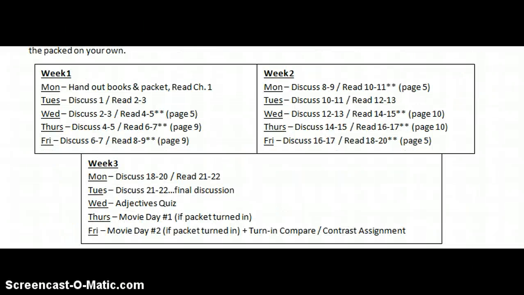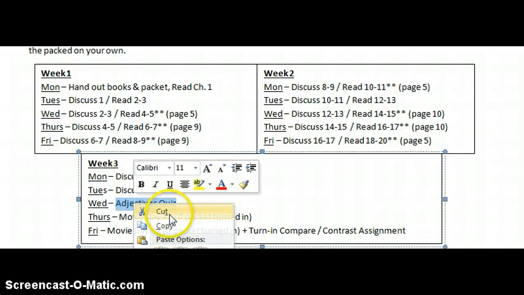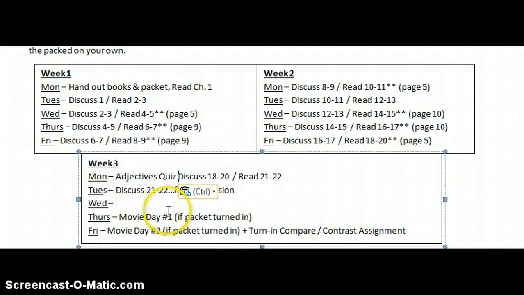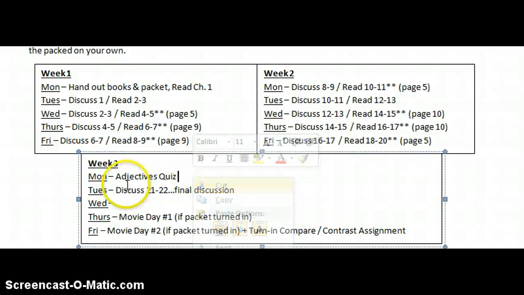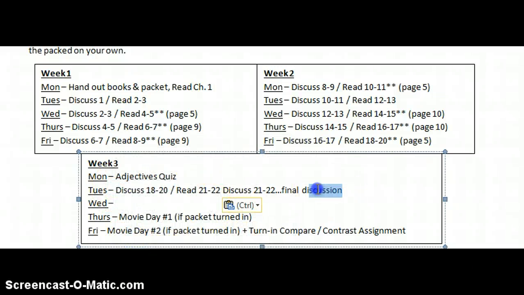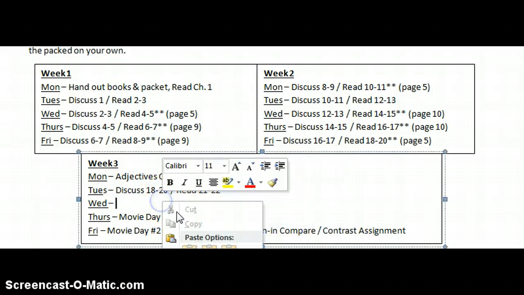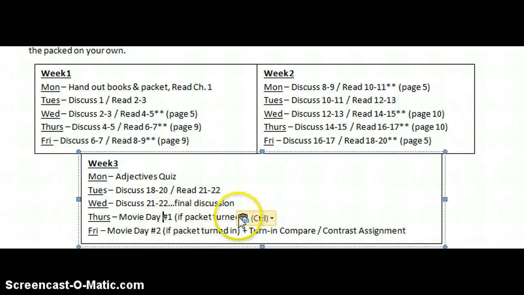Here's your schedule, and remember we did switch the adjective quiz, and we put that on Monday. We put our discussion from Monday to Tuesday. We put our discussion from Tuesday to Wednesday. So you need to have the book done by Wednesday. The packet is your ticket into the movie on Thursday. So make sure that this is the day that you want to have this done.